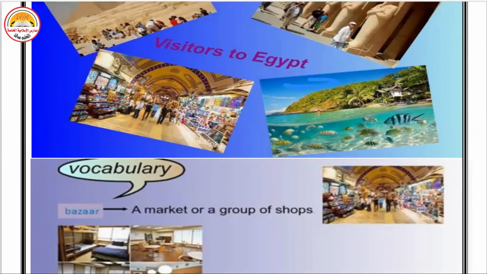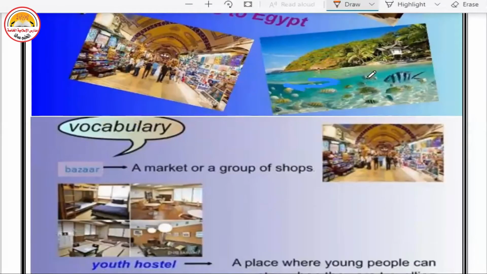We are going to revise English Online OL4. So let's start directly with Unit 1, Visitors to Egypt. We will start with the most important vocab and grammar in our unit.